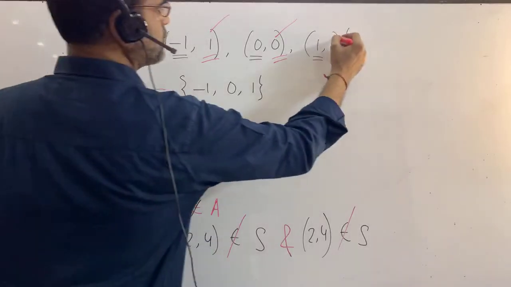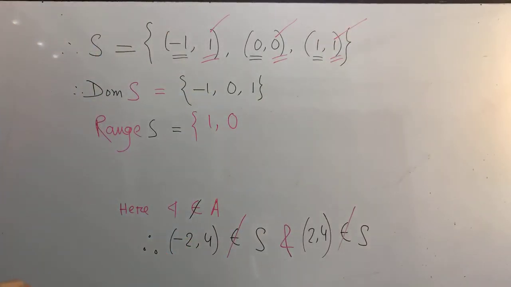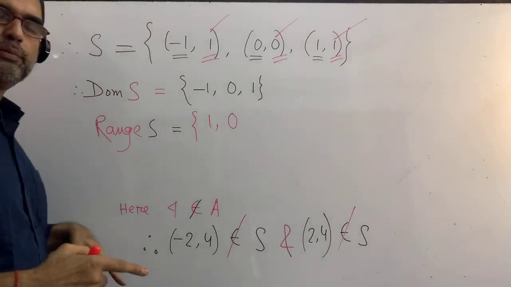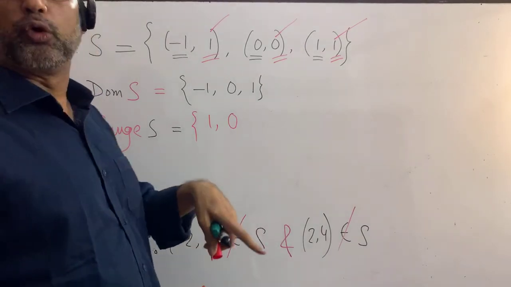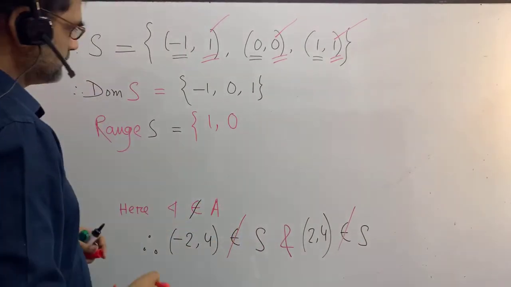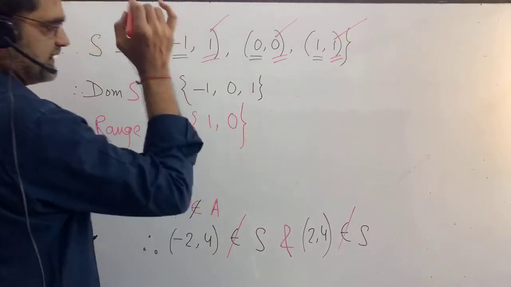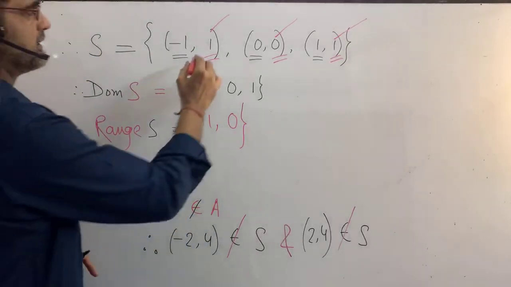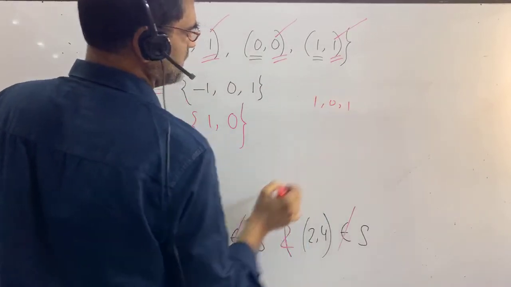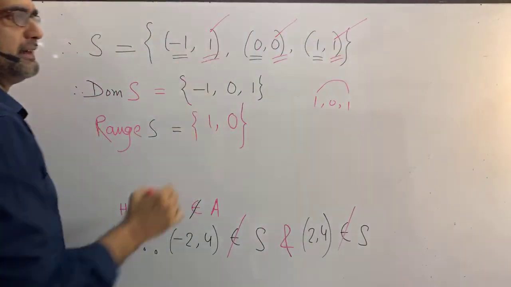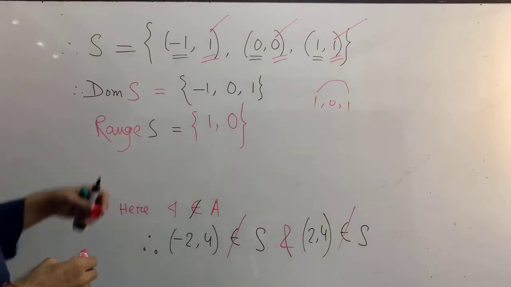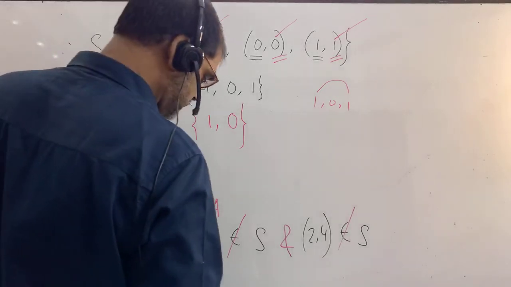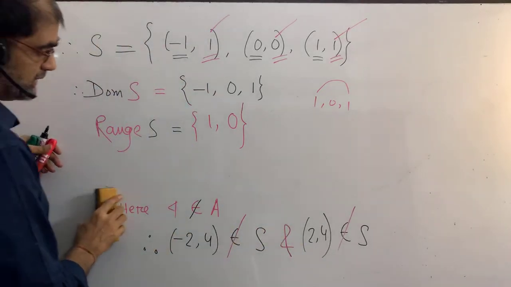Then again it is 1, but we won't write it, because in the second bracket there must not be any repetition of numbers unless any condition is imposed. Actually, the second elements are 1, 0, 1, but there are two ones. We will count only one 1. So our math is done here.